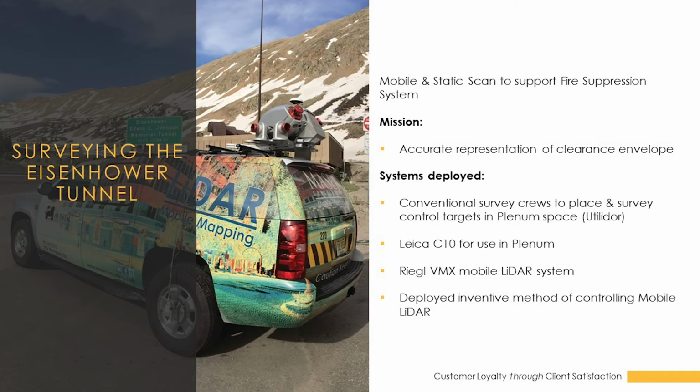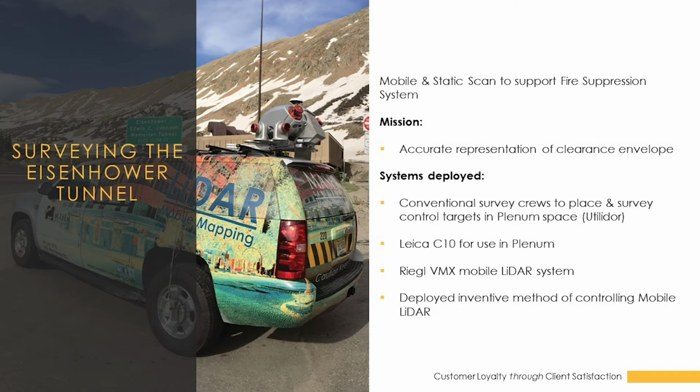We have the Eisenhower Johnson tunnels. The project revolved around this fire suppression system that was being designed for the tunnels. There had been an accident. I'm not sure if it was within that tunnel system or another. Colorado, I believe, has more tunnels than any other state in the union. But a fire in a tunnel is a devastating thing. So there was no fire suppression system, and there had to be one built.